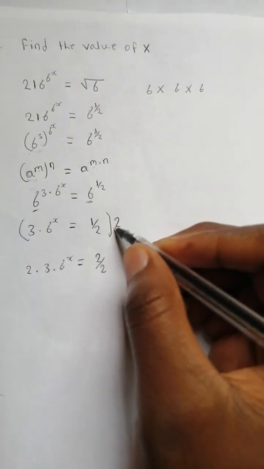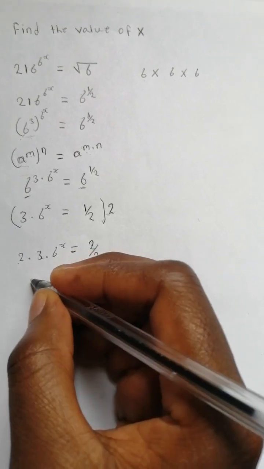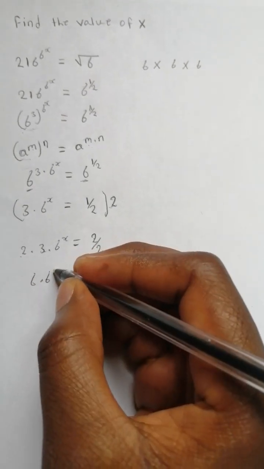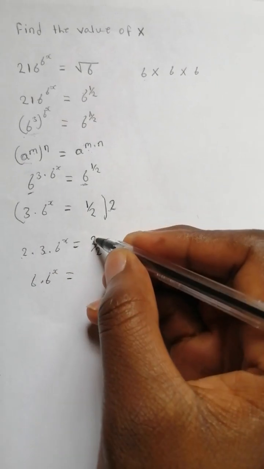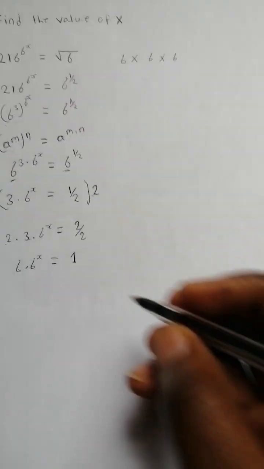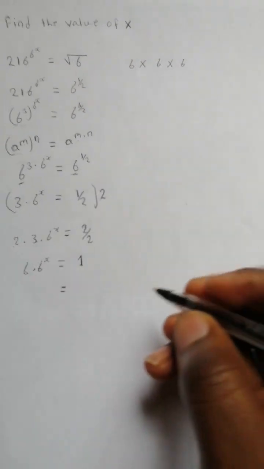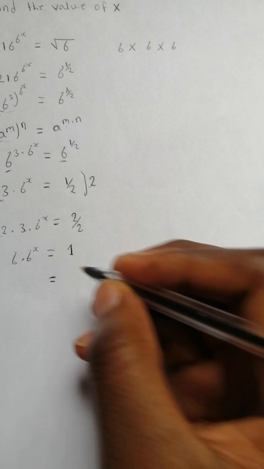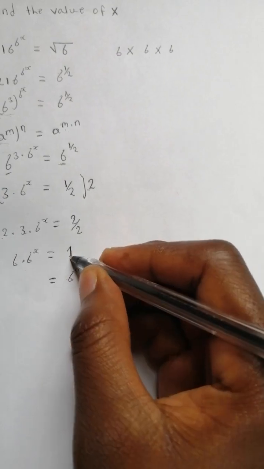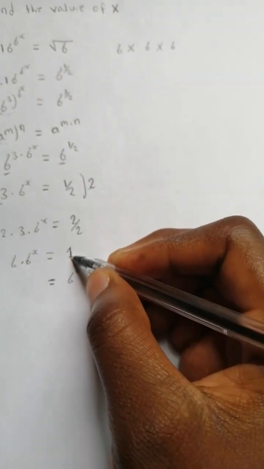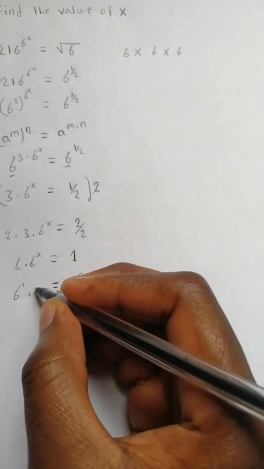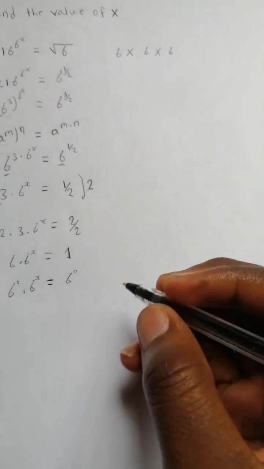If we multiply this whole expression by 2, so 2 times 3 is 6. So 6 multiplied by 6 to the power x, and then this should be equal to 2 divided by 2, which is 1 like that. So notice that any number raised to the power 0 is just 1. So I'm going to write 6 to the power 0, which is just equal to 1 like that. So this is 6 to the power 1 multiplied by 6 raised to the power x like that.